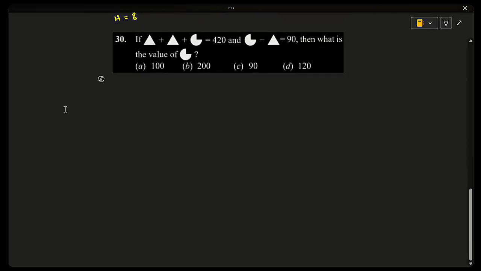If triangle plus 3/4 of a circle is 420, and 3/4 of a circle minus triangle is equal to 90, then find the value of 3/4 of the circle. So to make it simple, let me use some variables in algebra. Triangle I am calling A and 3/4 of a circle I am calling B. A plus B is 420 and B minus A is equal to 90. So finally we need to find the value of B.